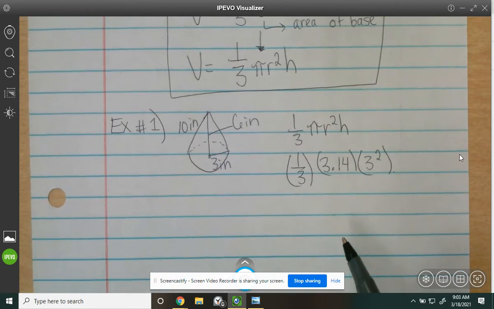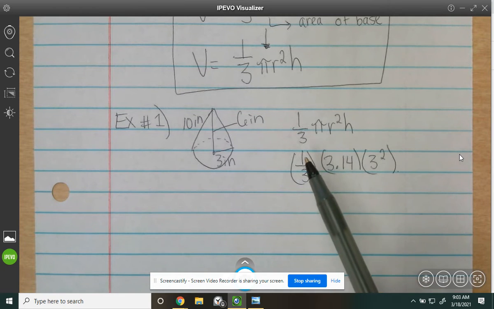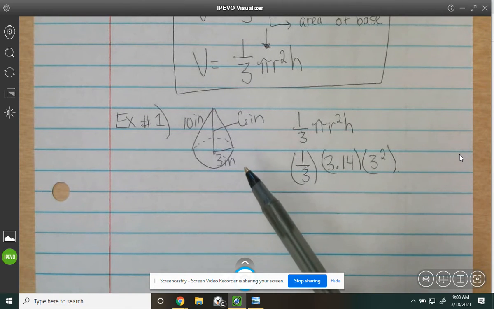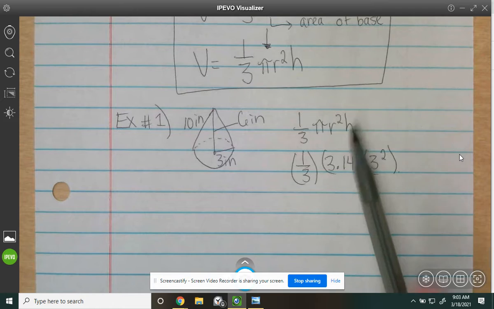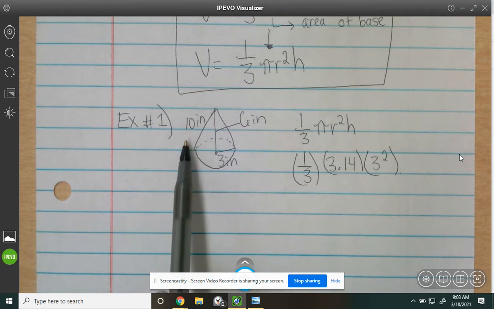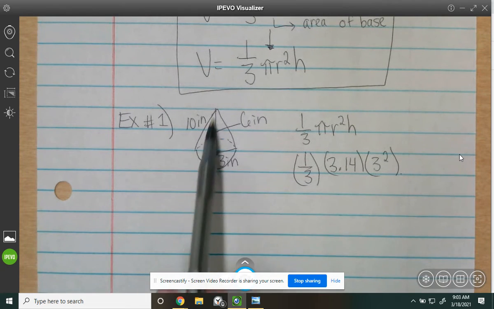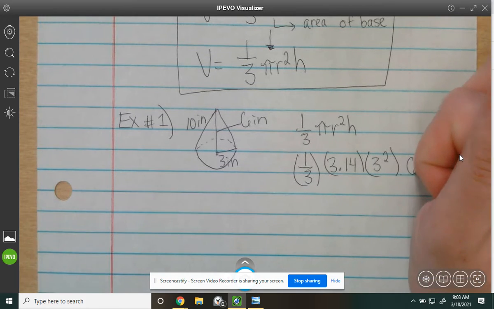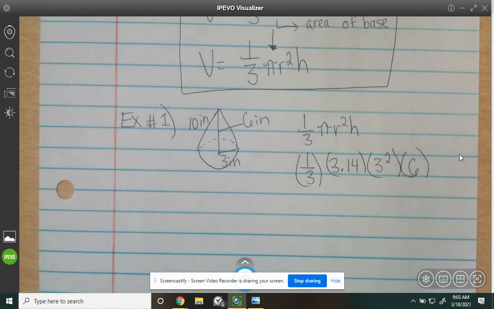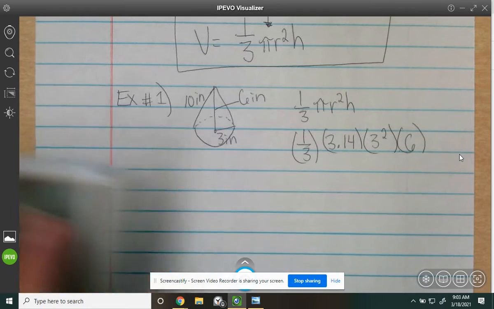Now my height. Remember, we talked about with surface area of cones, we use the slant height, but for volume, we're going to use the actual height. So which one is the actual height of the cone? 6, the one that goes straight through the middle. So we don't do anything with 10. It's kind of just there to annoy us.